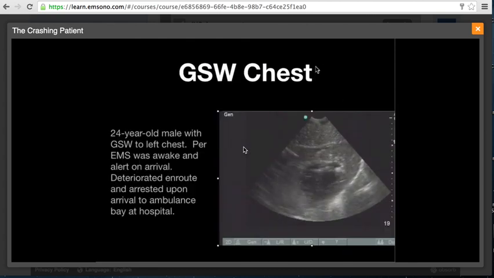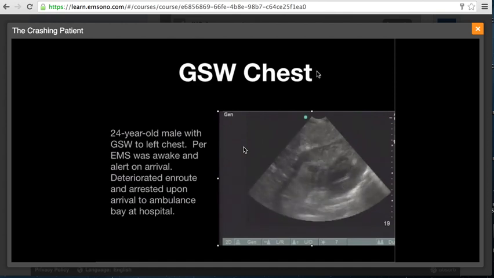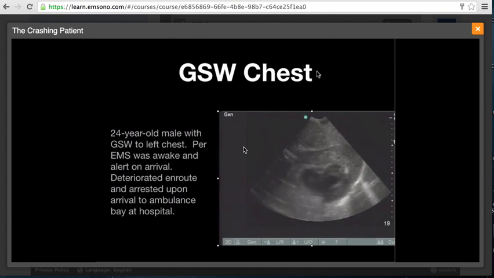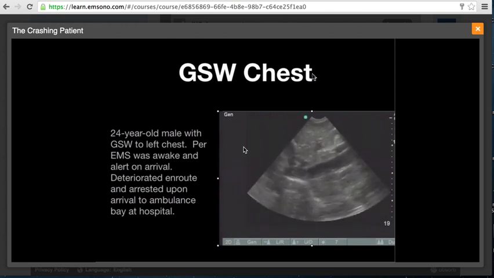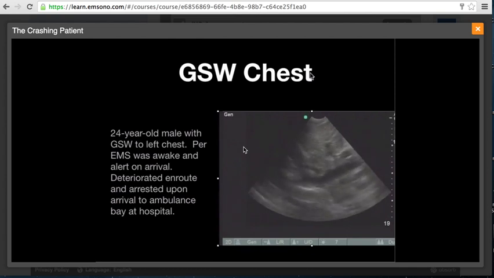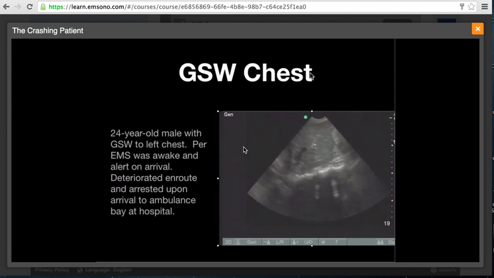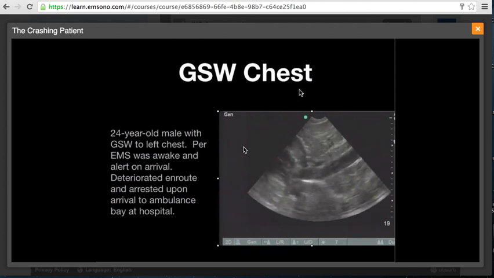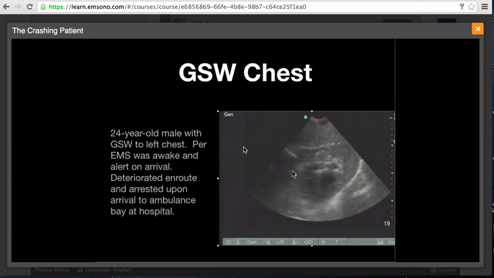Here's a trauma case. This was a 24-year-old male with a gunshot wound to the left chest. Per EMS, the patient was awake and alert on arrival. He deteriorated rapidly en route, and on arrival, they noticed that he was in full cardiac arrest, and they initiated CPR, bringing him into the trauma bay. So you go ahead and perform a rapid focused echo exam, and this is what you see.